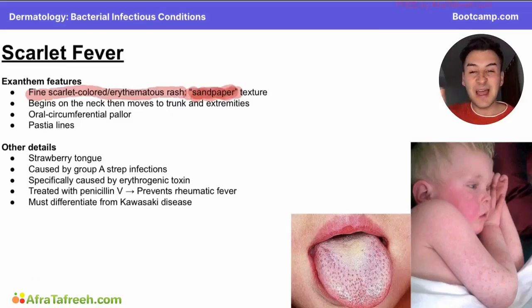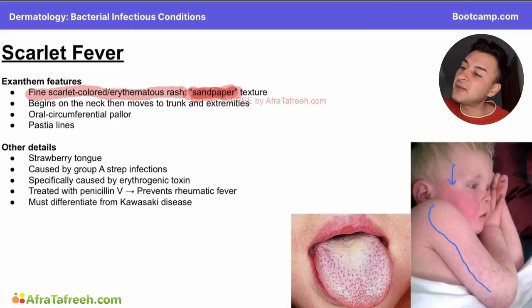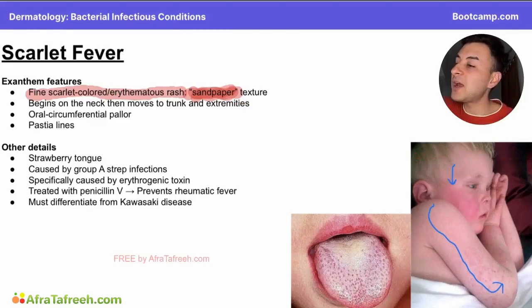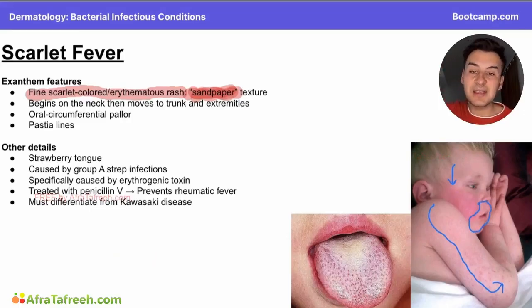And this rash will start along the face. So you'll notice here in this child, we have a facial rash. So the rash starts here on the face and then it will spread down to the trunk and then the arms and the other extremities. But it's always going to be more significant on the face. You'll also notice that around the face, we have something called oral circumferential pallor. So right around this baby's face, you can see that there is some pallor here because the rash avoids the area around the mouth. That's a pretty high yield physical exam finding for this rash.